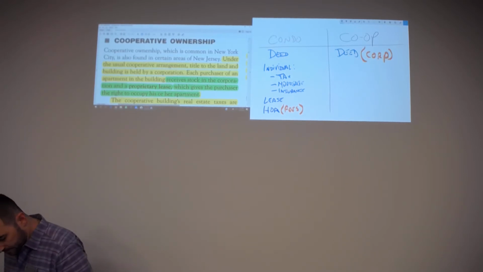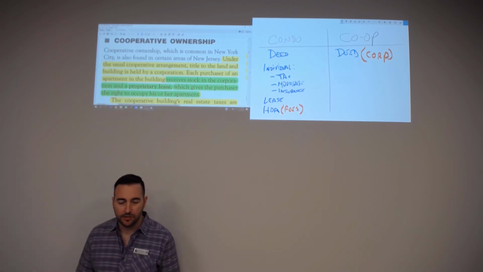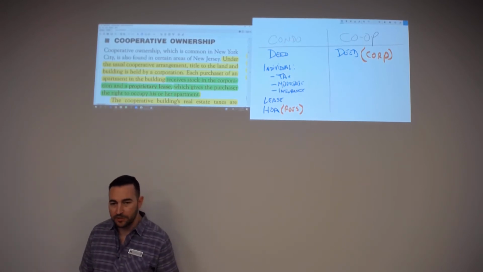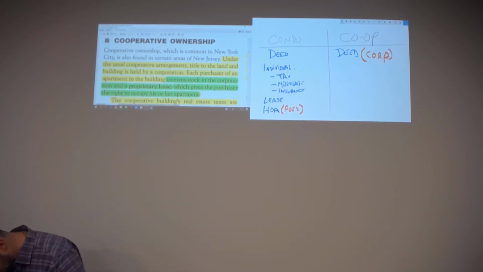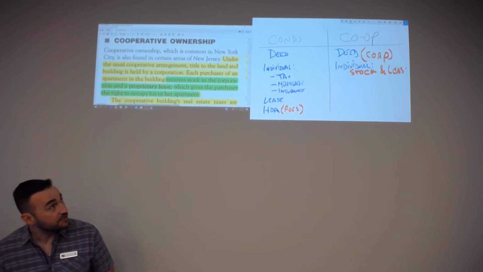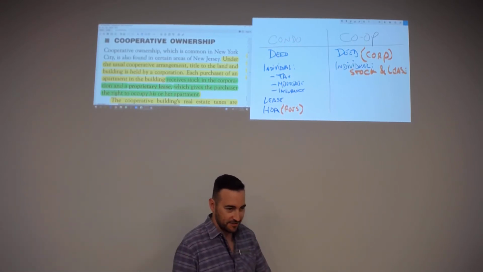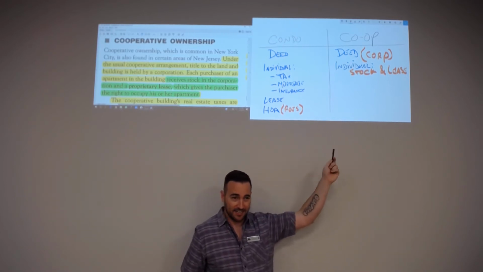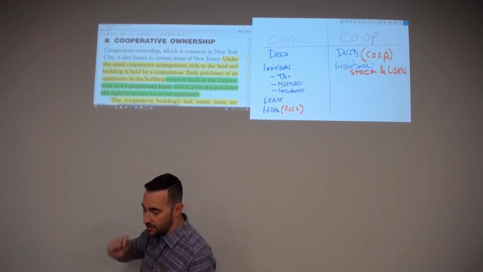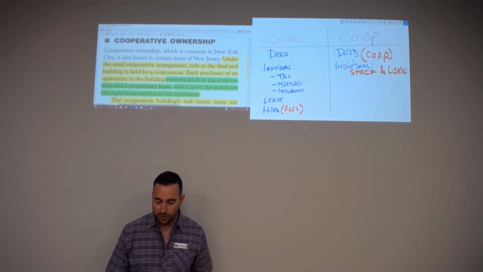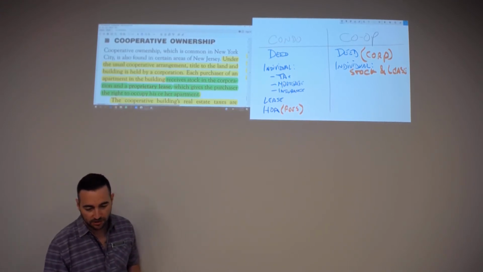It is owned by the corporation. Each purchaser of an apartment in the building receives stock and a lease. So you, as an individual owner, receive stock and the proprietary lease, which gives the purchaser the right to occupy his or her apartment.